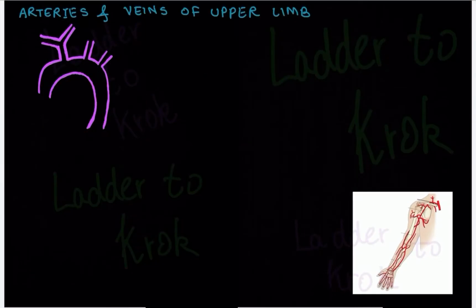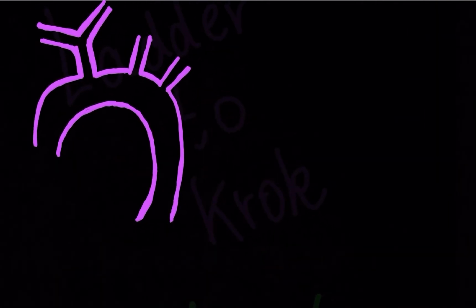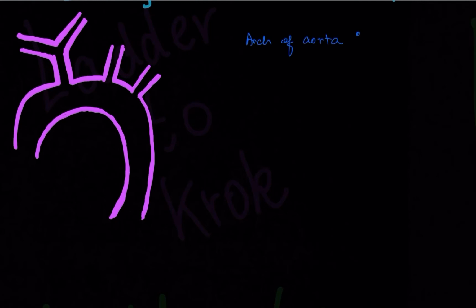Hello guys, welcome back. So let's start with a new topic, that is arteries and veins of the upper limb. First let's know about the arterial supply. For knowing the arterial supply, we should start with the arc of aorta. As we've previously also done the arc of aorta while we were doing circle of Willis, let's revise it once again.